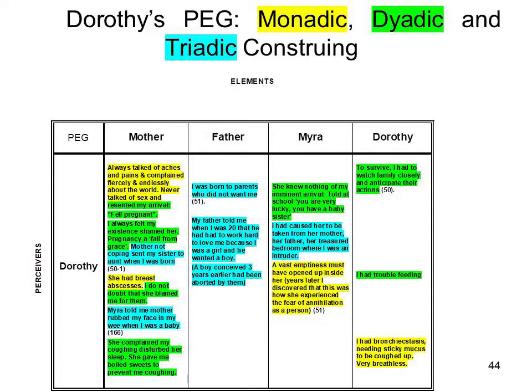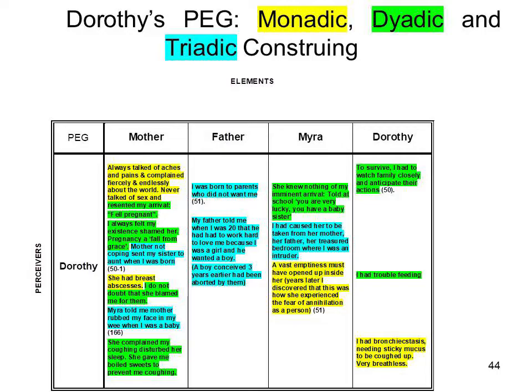She had breast abscesses. I had bronchiectasis. A vast emptiness must have opened up inside her. Years later, this is an additional comment: years later, I discovered that this was how she experienced the fear of annihilation as a person. So, monadic construe. Dyadic is green.